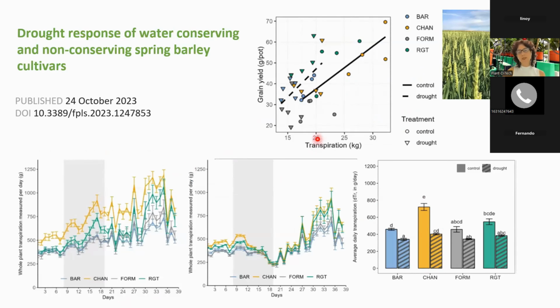And here, what's nice to see is what we discussed before, how transpiration is correlated very nicely with yield. And you can see a live example from this paper. But of course, this paper described different barley varieties, and you can read all about it when you log into our website.